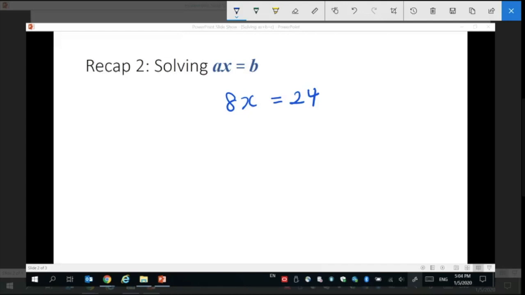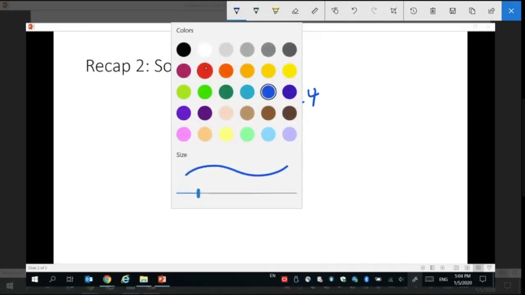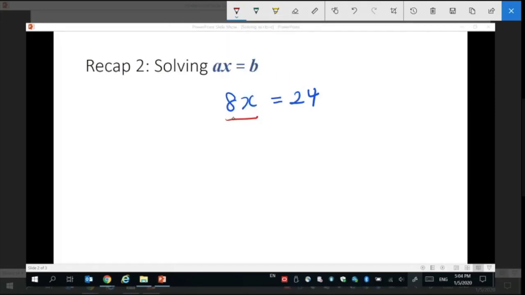So to go from positive 8 to positive 1, I need to divide by 8 on both sides of the equation. Dividing by 8, I'll get a positive 1x here. When 24 divided by 8, okay, I'll get 3. So the answer is x equals to 3.